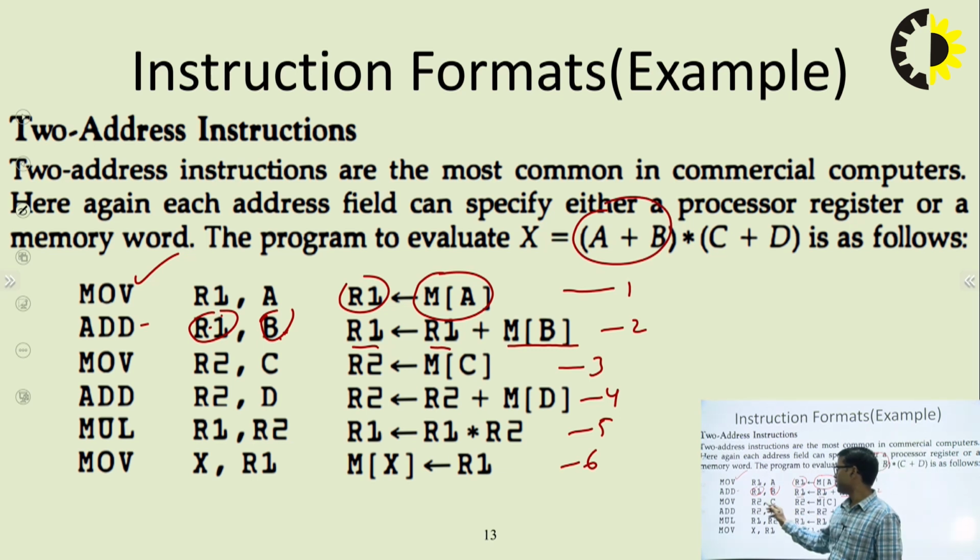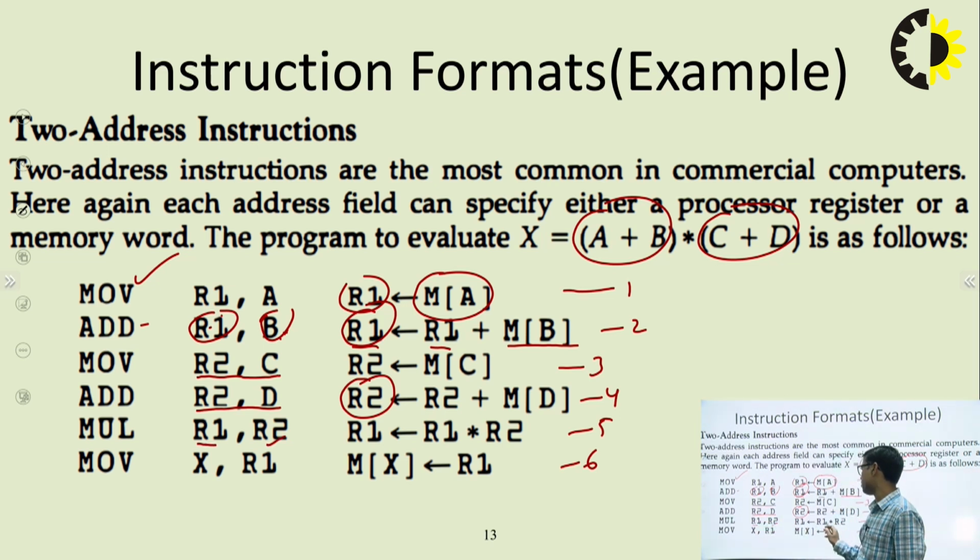Next, we will again read the data in R2 from the memory location C, and we will add the result of D to R2. So, we now have the result of C plus D available in the register R2. So, we have 2 data, R1 and R2. Now, both data are in the register. So, we will simply apply the multiplication operation, R1 multiplied by R2, and finally we will store the result back to R1.